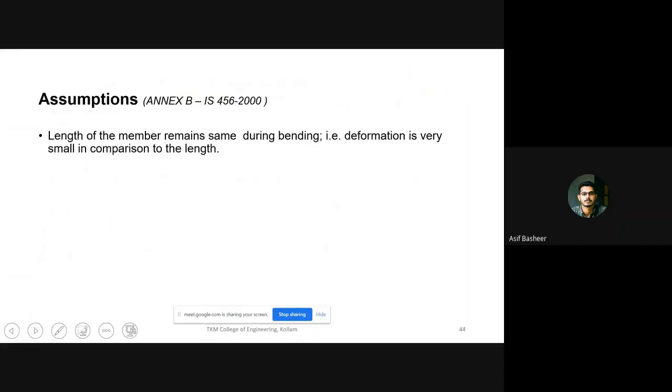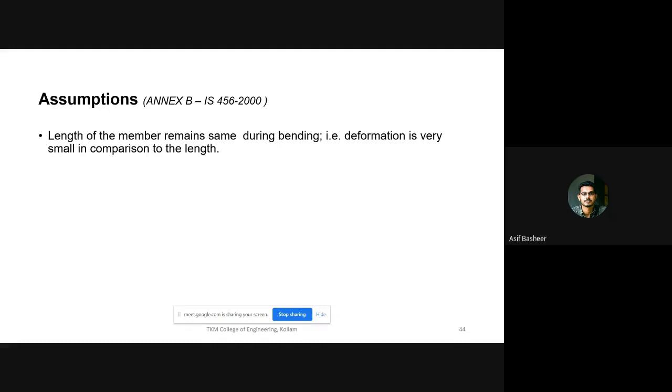You can see these assumptions in Annex B of your IS 456. It is written there. If it is asked in your exams, you can write from there, but you need to understand the basics behind these assumptions. The first one is the length of the members remains the same during bending. That is, the deformation is very small in comparison to the length.